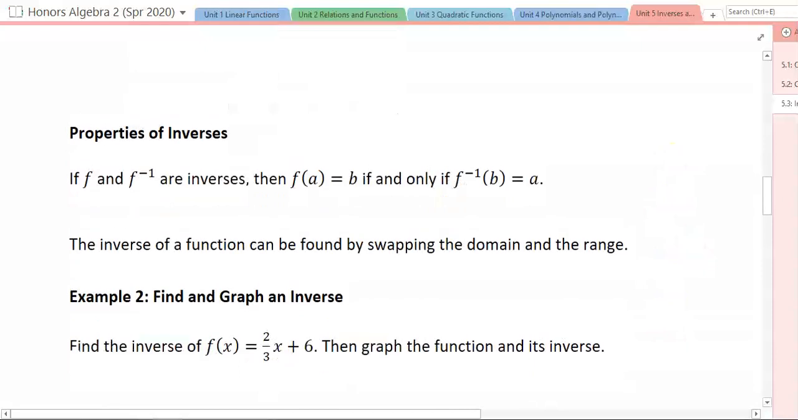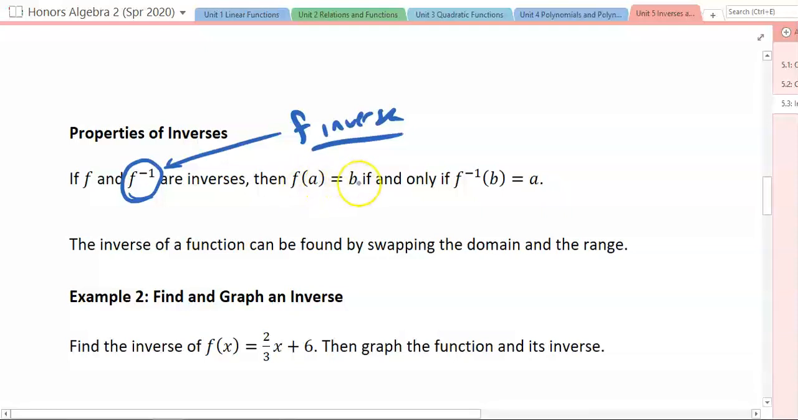The property of inverses. If f and f inverse are inverses, and normally a lot of you would say f to the negative 1 power, well, that's actually read as f inverse. Don't say f to the negative 1. If f and f inverse are inverses, then f of a is equal to b if and only if f inverse of b is equal to a.